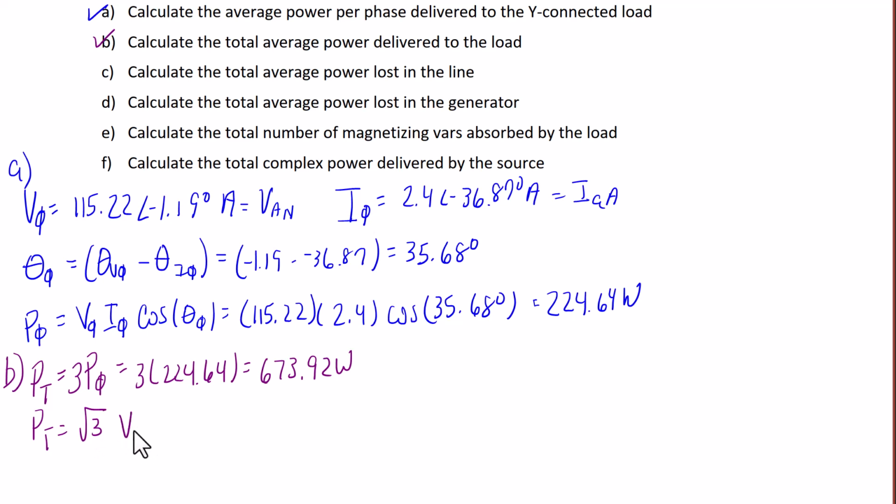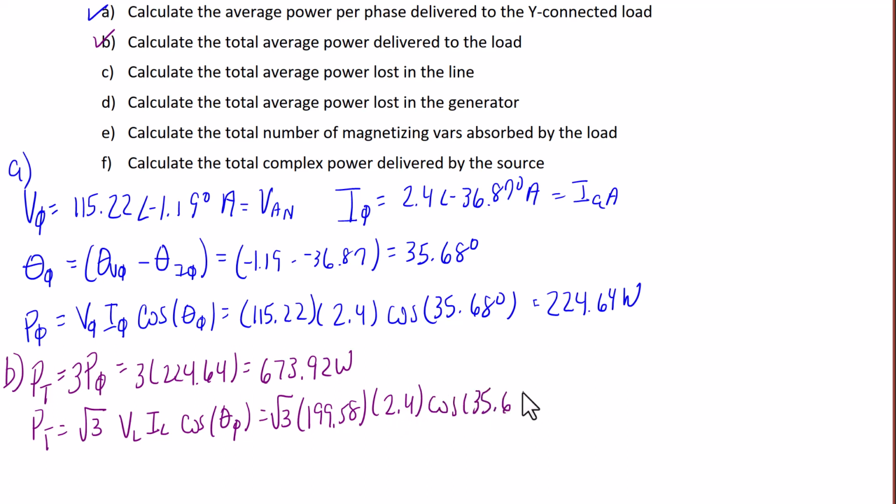The other way to solve this is the total power is equal to square root of 3 times the line voltage times the line current times the cosine of theta phi. And so this would equal square root of 3. We know the line current from the previous problem is 199.58. We know the line voltage and current from the previous problem, so this is 2.4. And then we have the cosine of 35.68 degrees. And that also gives you 673.92 watts.